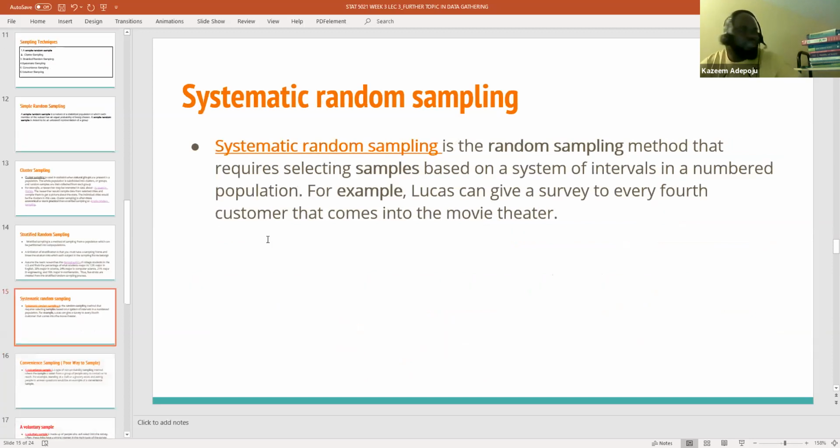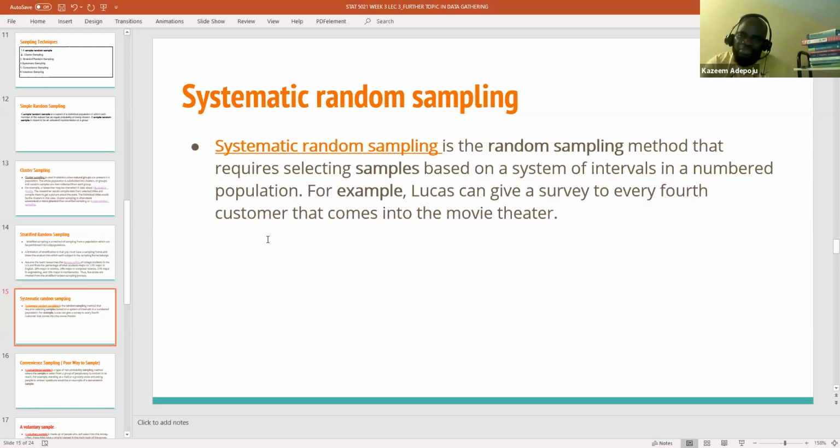Okay, the next thing that I actually want to talk about is systematic random sampling. It is called systematic sampling because it is also used on a homogeneous population, but for you to be able to use systematic sampling, we actually want to cut across the whole population.